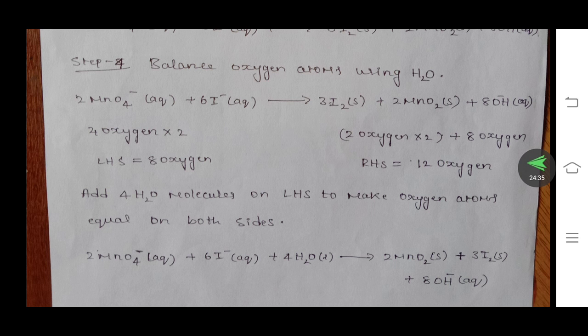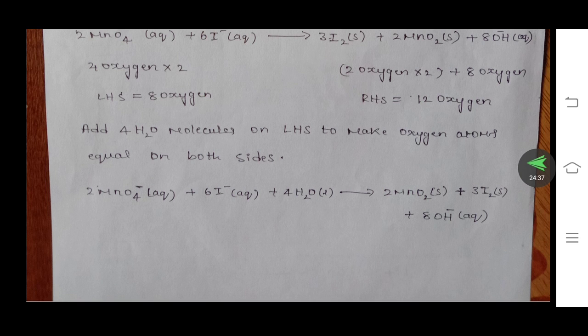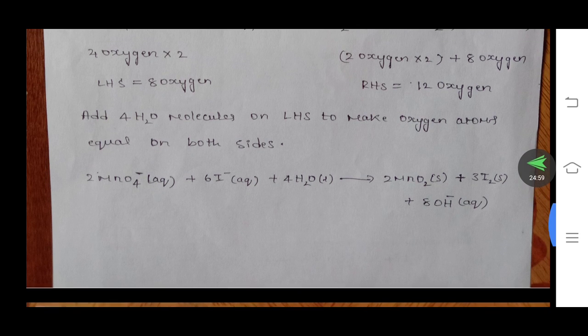So what is the final equation? 2 MnO4 minus plus 6 I minus plus 4 H2O gives 2 MnO2 plus 3 I2 plus 8 OH minus. This is the balanced equation.